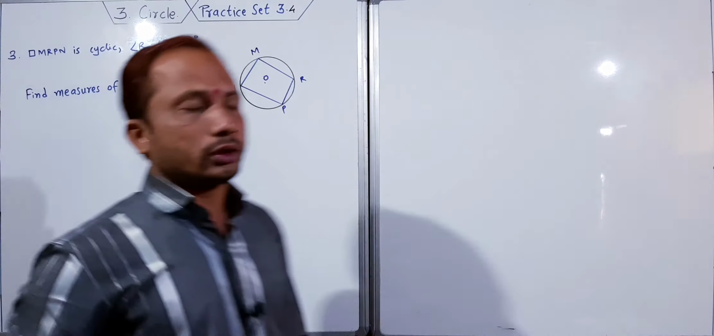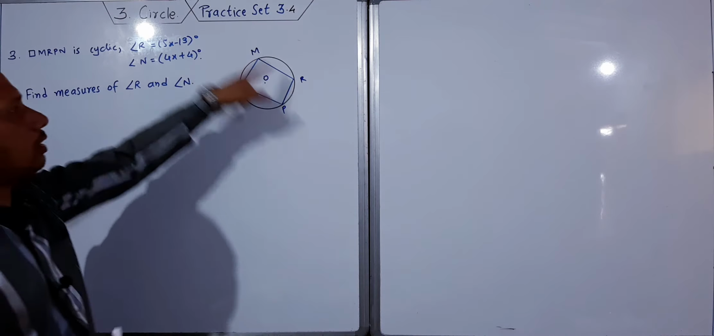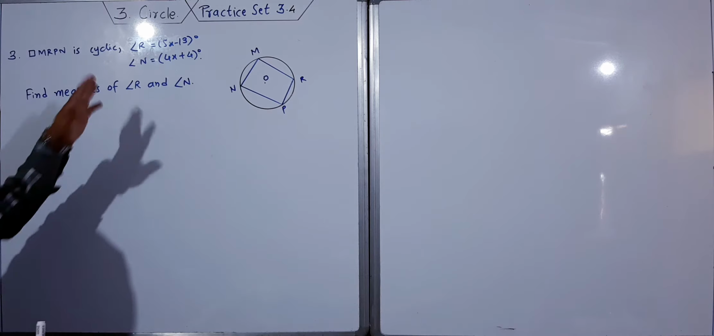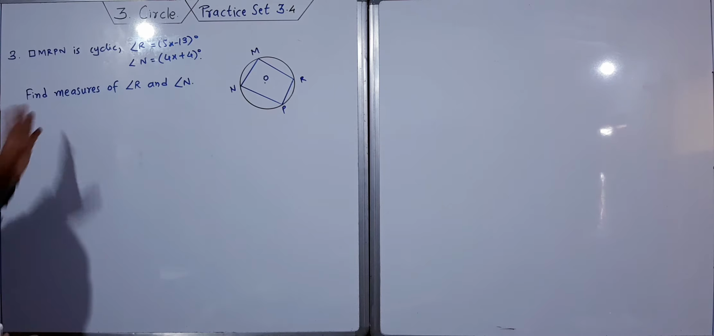Okay, so we'll solve the third problem. In this problem, quadrilateral MRPN is cyclic. The measure of angle R is (5x minus 13) degrees, and the measure of angle N is (4x plus 4) degrees. It is given, find the measure of angle RN.